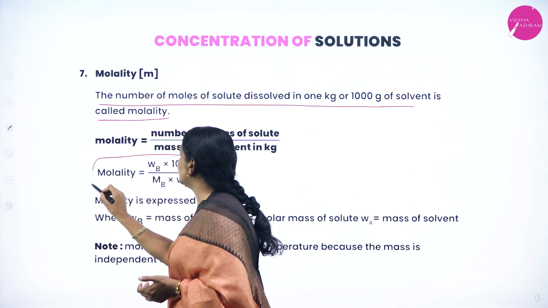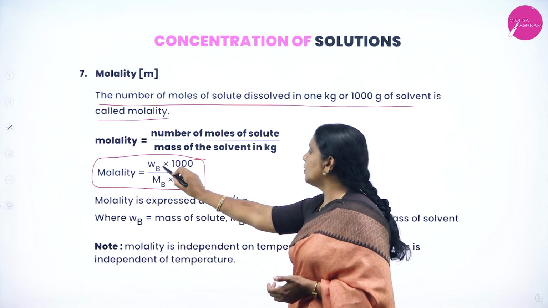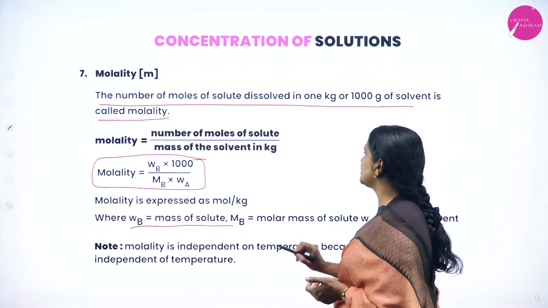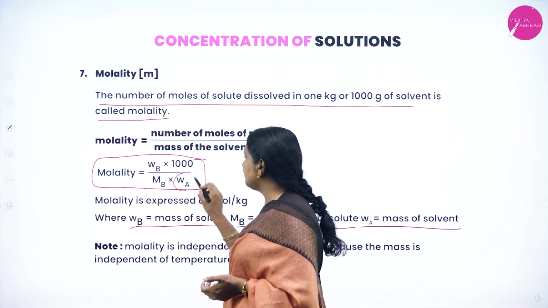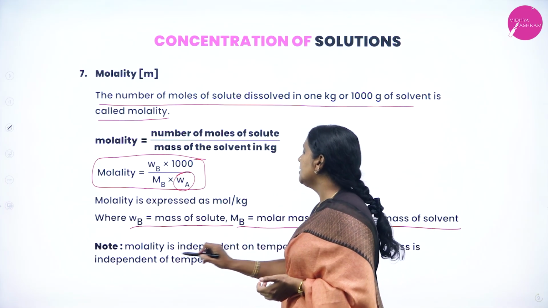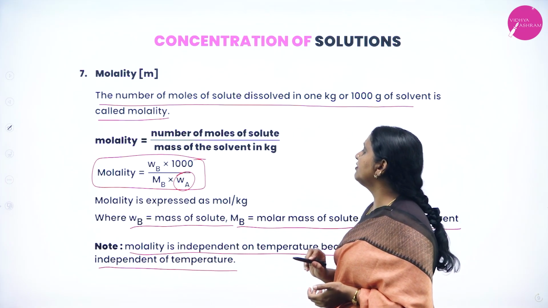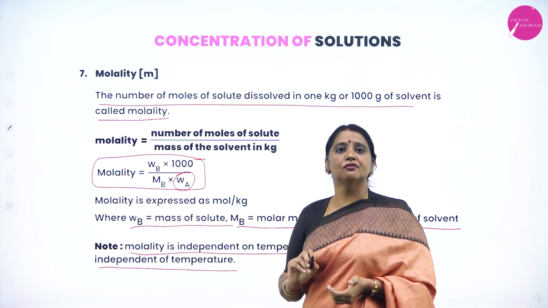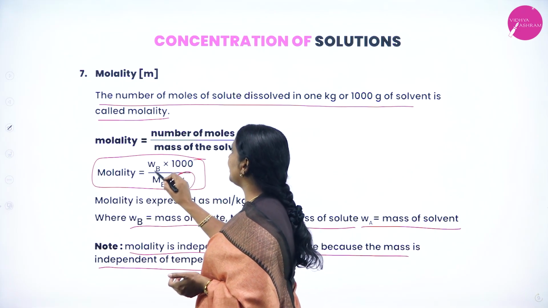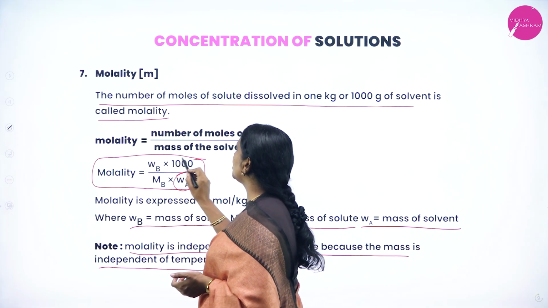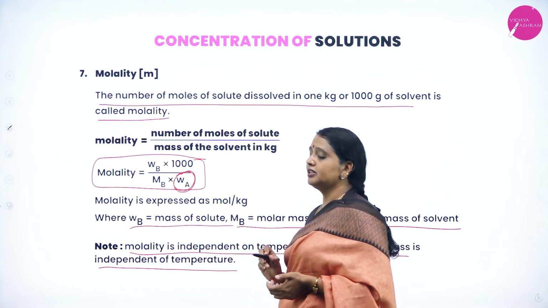So molality is equal to WB divided by MB into 1000 divided by WA. WB is the mass of the solute, MB is the molar mass of the solute, WA is the mass of the solvent. Molality is independent of temperature because mass is independent of temperature. What's the formula to calculate molality? Molality is calculated by WB divided by MB into 1000 divided by WA. Instead of V, we have WA here.